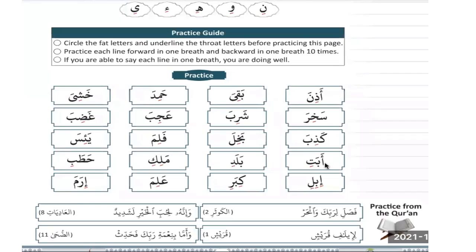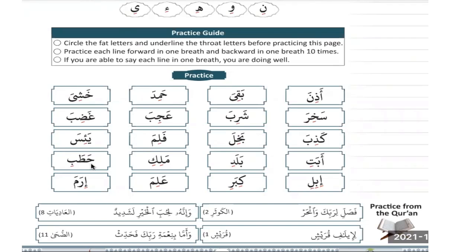Next. The next one is hamza fatha, a. Ba fatha, ba. Ta kasra, ti. Abati. Very good. Ba fatha, ba. Lam fatha, la. Dal kasra, di. Baladi. Good. Mim fatha, ma. Lam kasra, li. Kaf kasra, ki. Maliki. Very good.